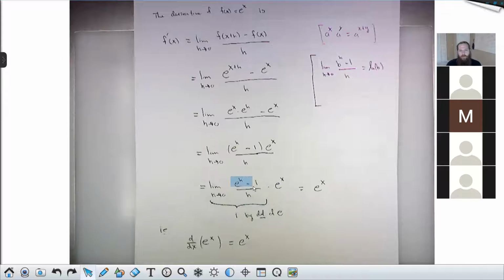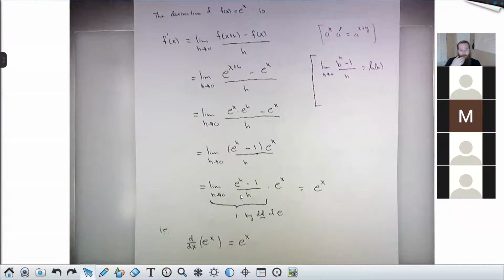The idea is think about if you tried to plug in h equals zero. E to the zero is one, right? So the top is one minus one, which is zero. And if you plug in zero downstairs, you get zero. So this looks like zero over zero. This is weird. If you change the top so that the top wasn't going to zero, this would no longer be weird.